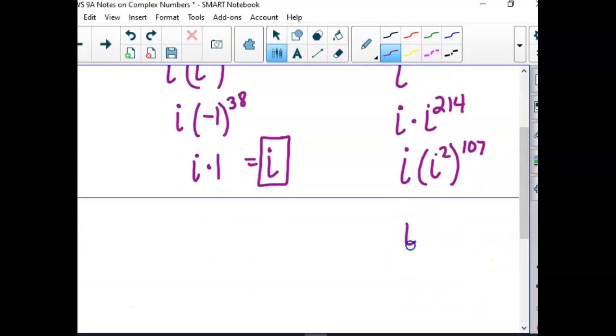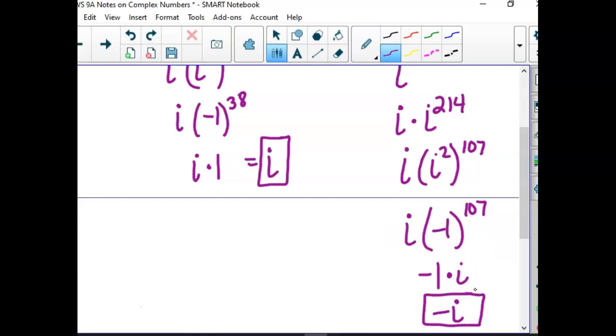Now we still have this i that we poked out front. But what is a negative 1 to the 107? It's an odd power of negative 1, so it becomes negative. So we have a negative 1 times an i. Be careful, I just moved it to the back because we're multiplying. So we end up with a negative i or a negative 1i. I don't care how you write that.